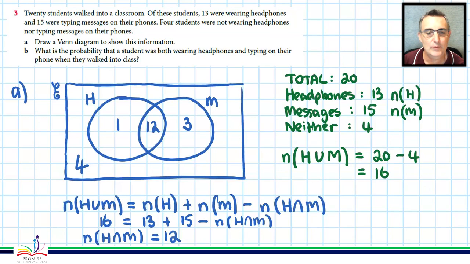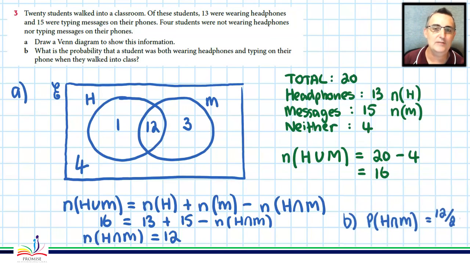Incidentally, we also answered part B by finding out the number in the intersection, or the number of students who are wearing headphones and are messaging as they enter a classroom.